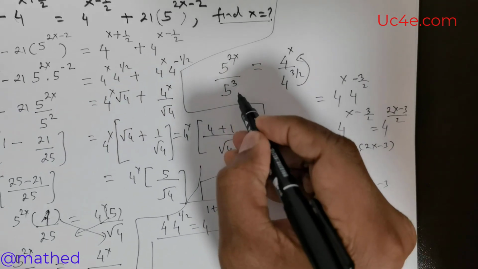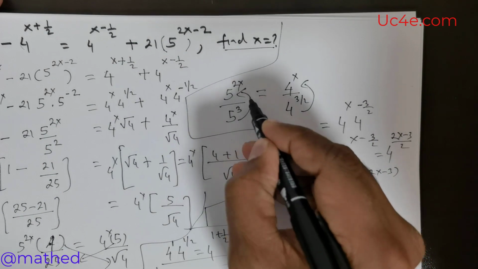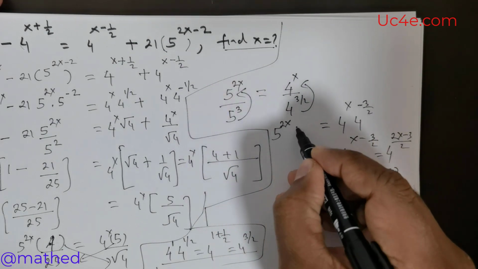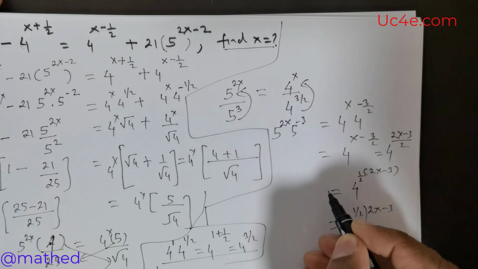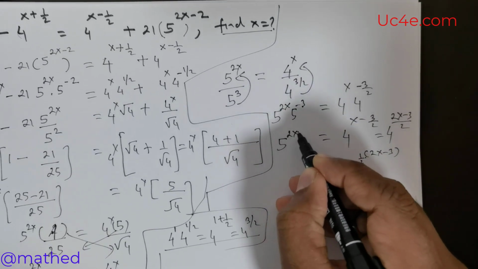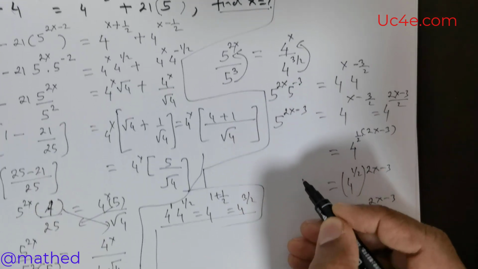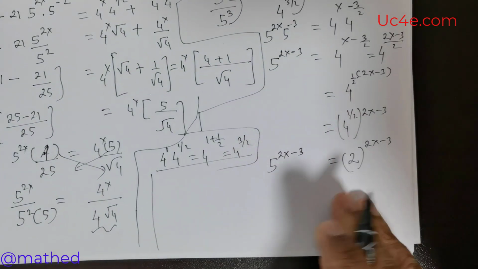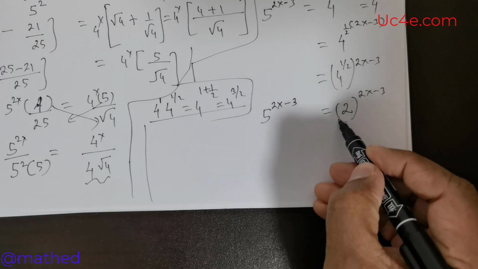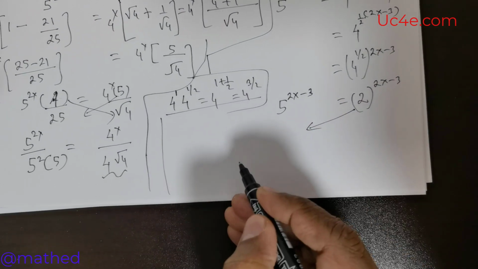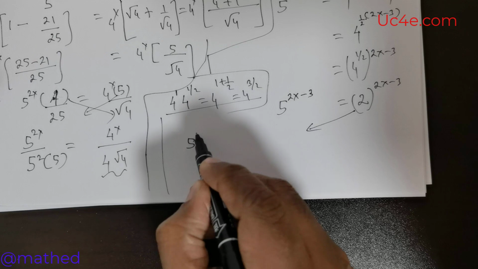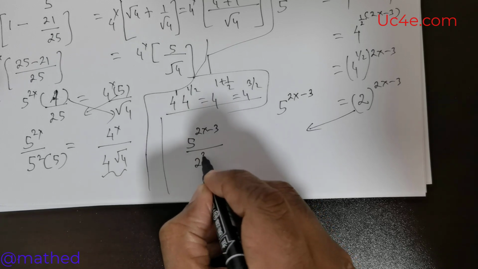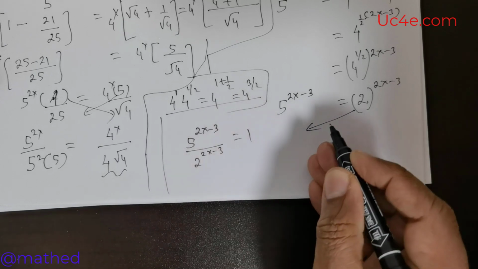Now coming to the left hand side, I can move this to the numerator. That would give me 5 raised to the power of 2x times 5 raised to the power of −3, which can be rewritten as 5 raised to the power of (2x − 3). So let me place that value, 5 raised to the power of (2x − 3). Now let me push this to the left side. If I were to push it to the left side, I would get 5 raised to the power of (2x − 3) divided by 2 raised to the power of (2x − 3) is equal to 1.